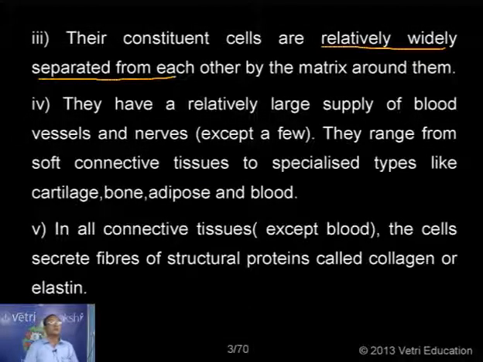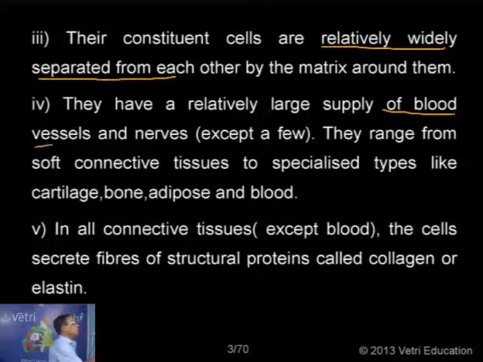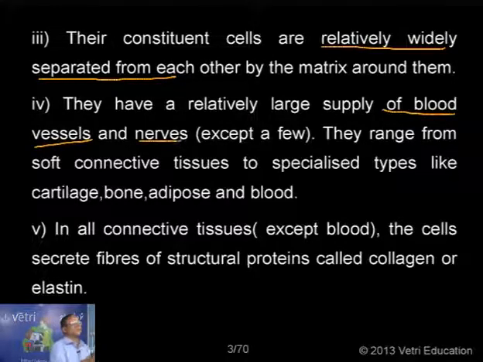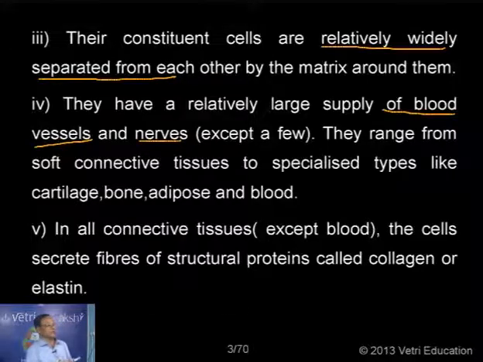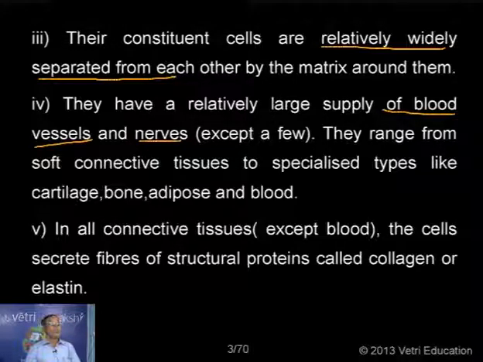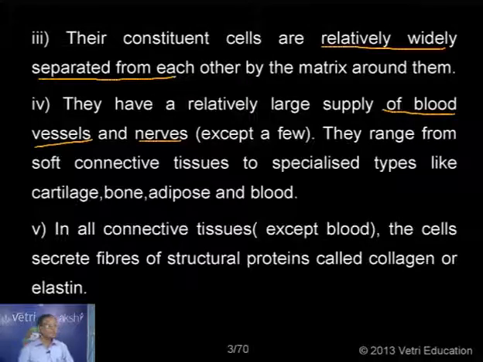And also they are supplied with a large number of blood vessels as well as nerves. But there are certain exceptions, which we will see later. In the case of some fibrous connective tissue, the blood vessels are lacking. For example, in dense fibrous tissue, the blood vessels are absent. That is why I mentioned here 'except a few'. Though many of the tissues under this category have a rich supply of blood vessels and nerves, in some cases, for example dense fibrous connective tissue, we have only a few blood vessels.